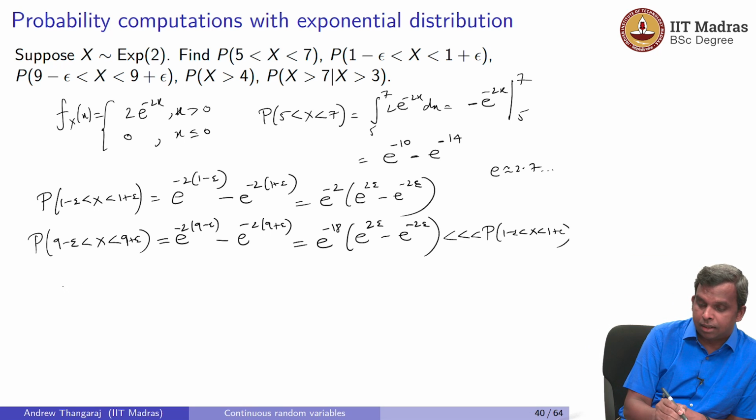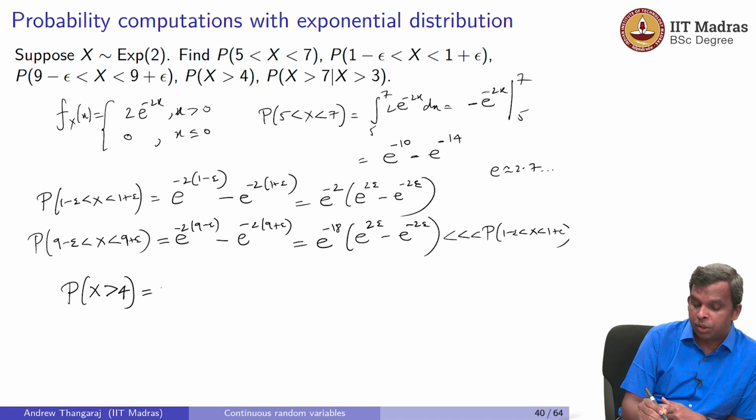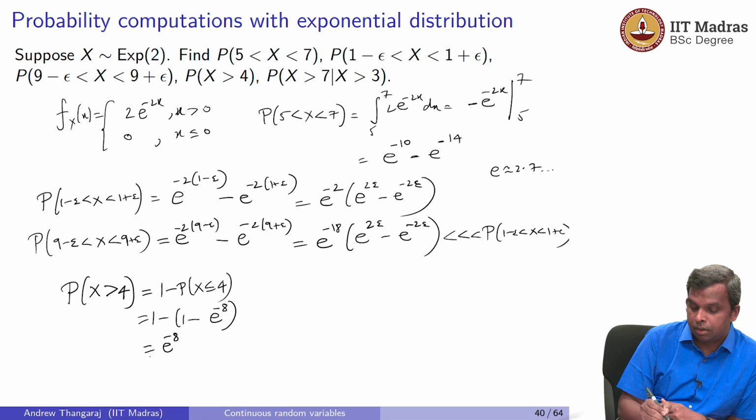So, let us look at this calculation here. There are two calculations, probability that x is greater than 4. This is going to be 1 minus probability that x is less than or equal to 4, and we can even do it a bit differently. You can use the CDF here. So, it is 1 minus (1 minus e power minus 8). So, you just get e power minus 8. Okay. So, it is easy to get this.